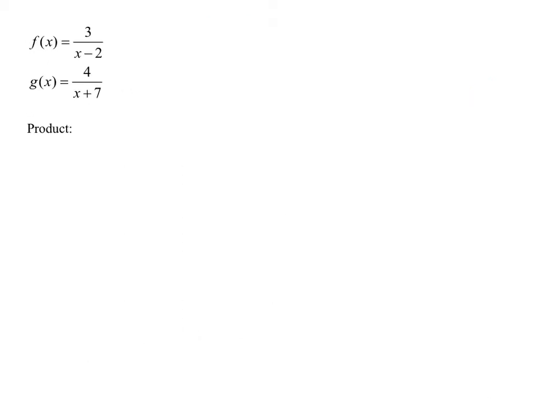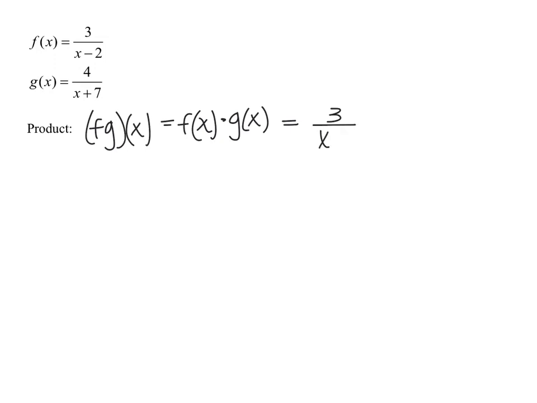Moving on to the product, we could write this as fg of x, or we could also write that as f of x times g of x. Either way is acceptable. So this time we're multiplying these two functions: 3 divided by x minus 2 times 4 divided by x plus 7. And now we do not need a common denominator. We simply are going to be multiplying the numerators and multiplying the denominators.